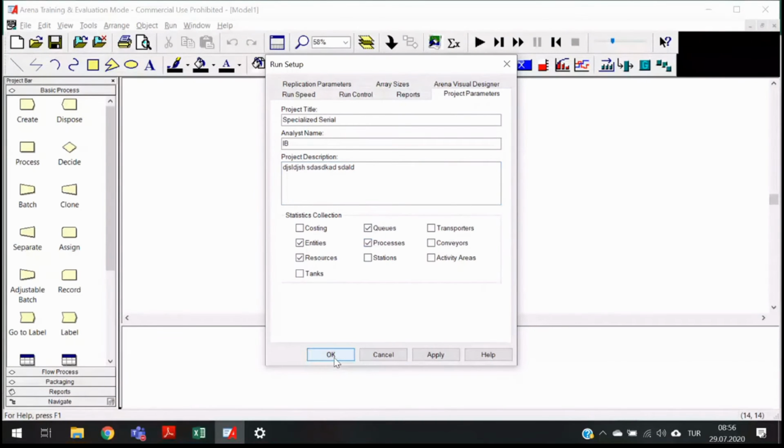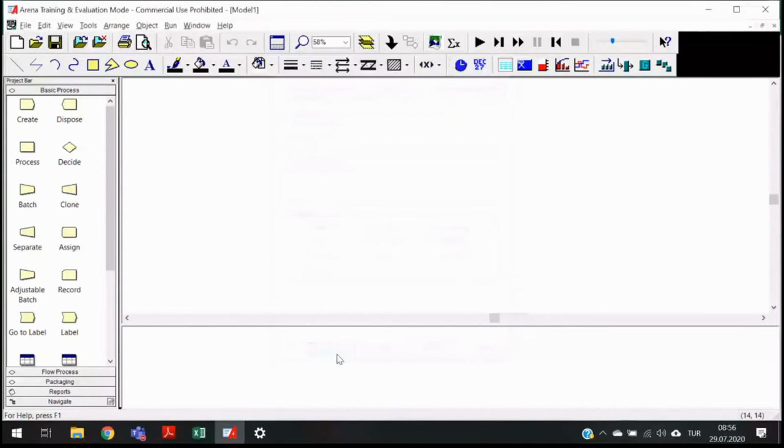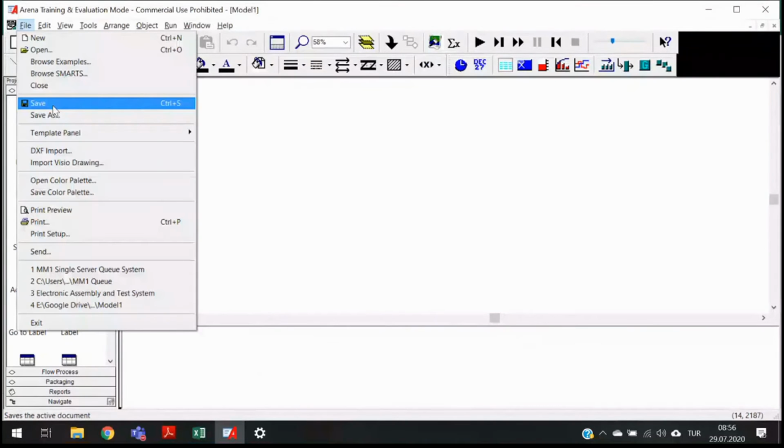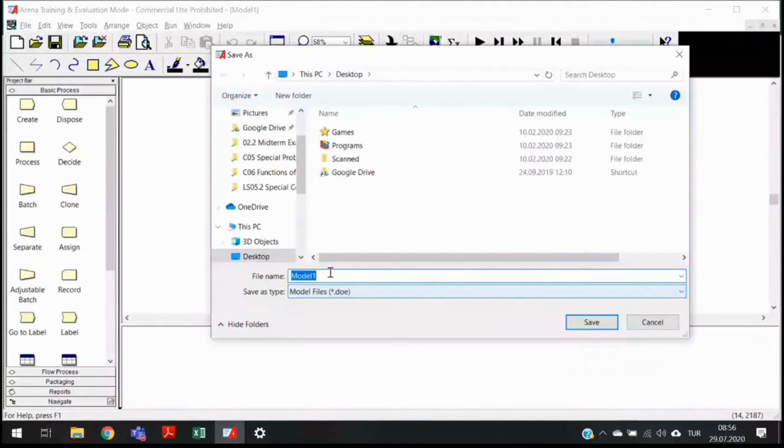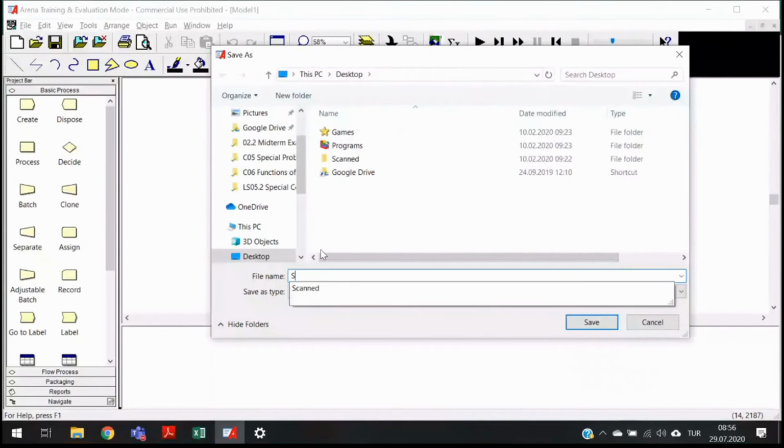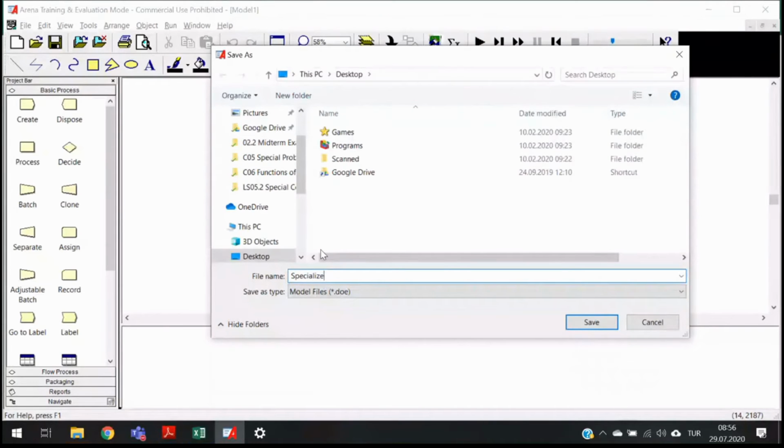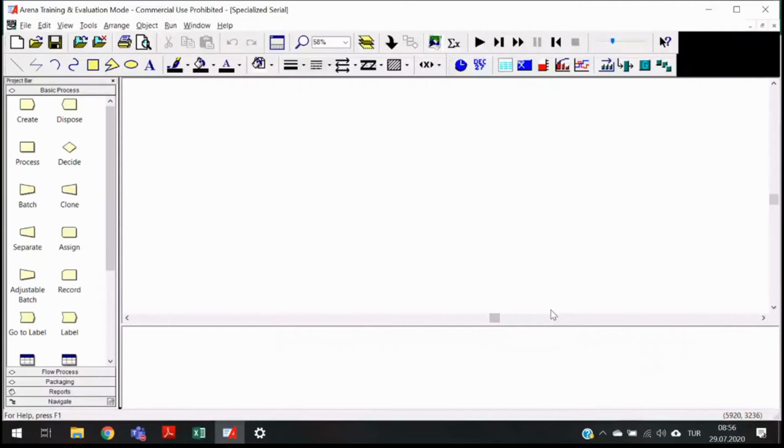So these are recorded. The name of the project is recorded. Now, this is the name of the project, but still I haven't saved the project file. Okay. And again, I need to save it as specialized serial here. And I'm going to save it on the desktop. Okay. Now, what I'm going to do is this.